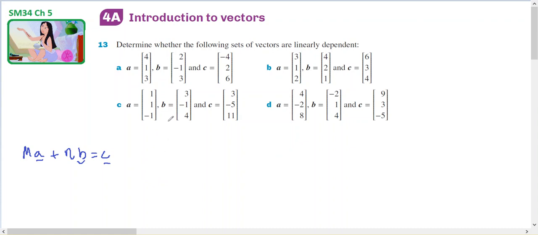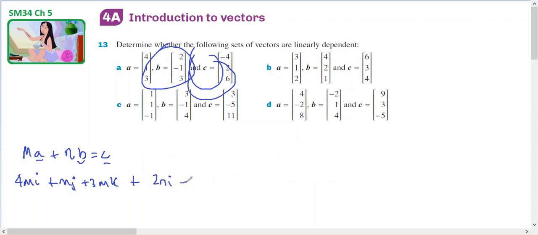MA then becomes 4M in the i plus M in the j plus 3M in the k, plus this times N, plus 2N in the i minus N in the j plus 3N in the k should equal minus 4i plus 2j plus 6k. So what does that look like?